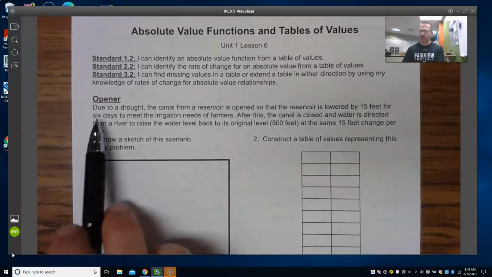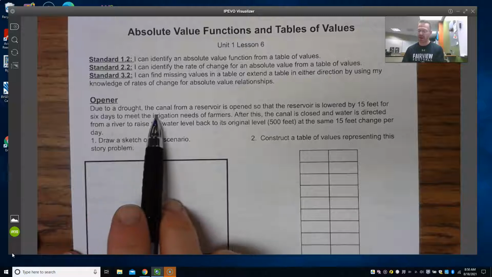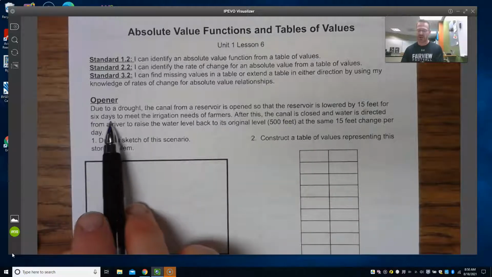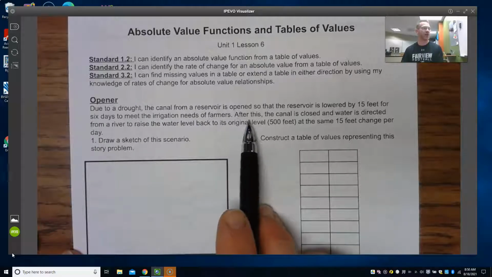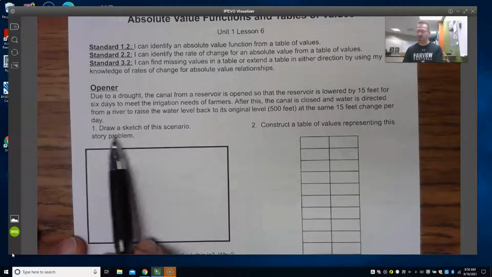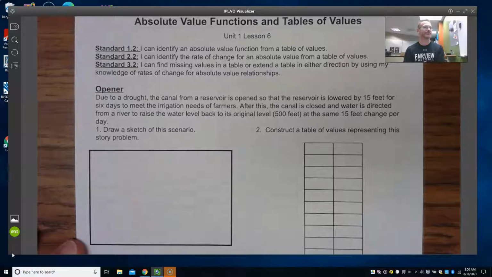All right, so to get us started, we have an opener here. I'm going to read this, and then what I want you to do, once I'm finished reading this, is pause the video and attempt the opener here, and then we'll go from there. Due to a drought, the canal from a reservoir is open, so the reservoir is lowered by 15 feet for 6 days to meet the irrigation needs of farmers. After this, the canal is closed and water is directed from a river to raise the water level back to its original level at the same 15 feet change per day. So pause the video and go through parts 1, 2, and 3 of our opener here. Flip the video back on and we will discuss it and see how you did.